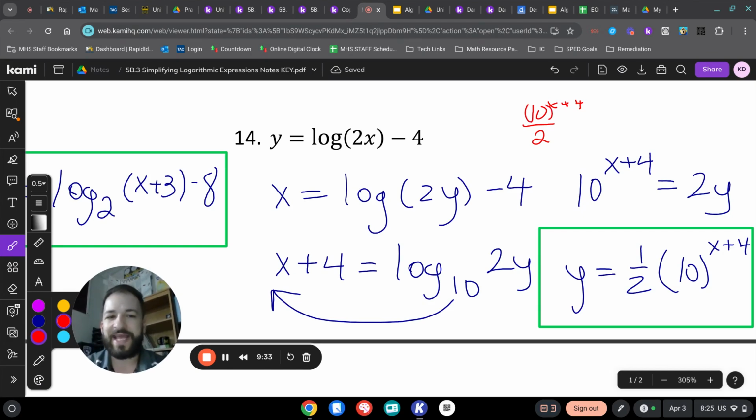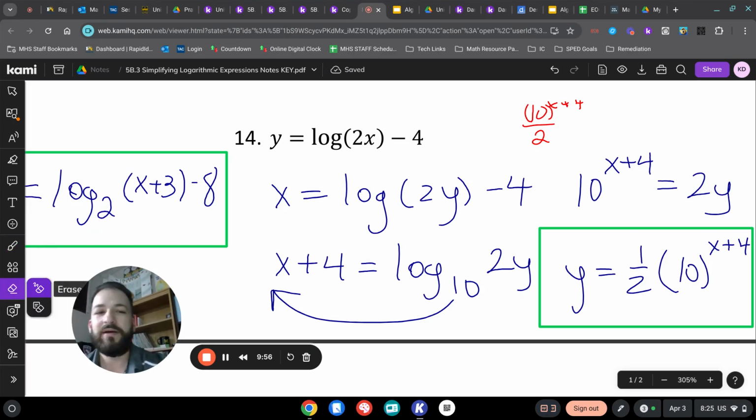Anytime I have something taken to an exponent, I would have to apply that exponent first before I could do any division. So you could write it like this, 10 to the x plus 4 divided by 2. But I like to put the 1/2 out front because then this looks more like a traditional exponential function that if we wanted to, we could graph, apply the vertical compression and the shift left by 4. But just a big misconception I want to make sure we're good on. We cannot divide into our bases.